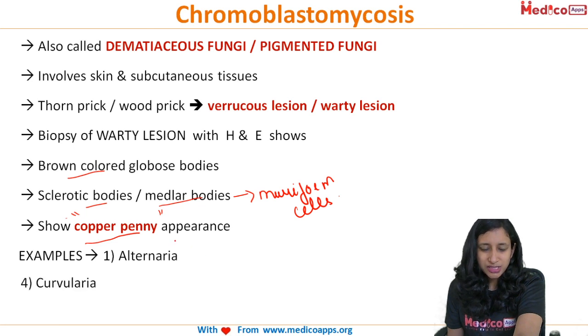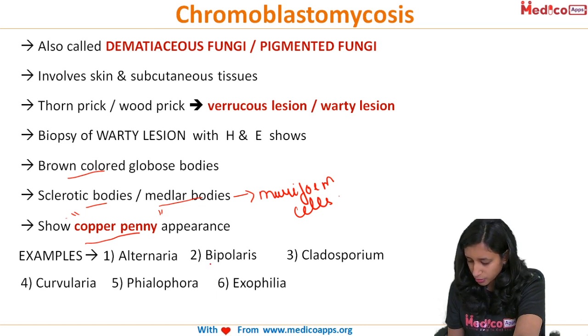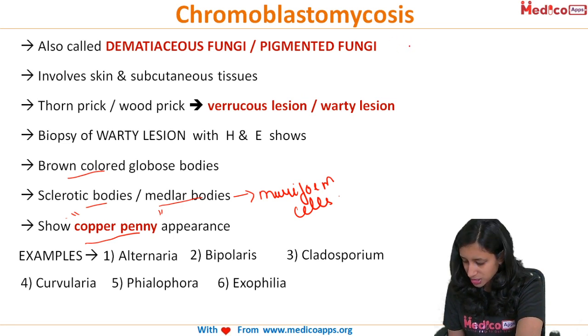Now what are the various examples that you have which cause this particular condition? Alternaria, Curvularia, Bipolaris, Phialophora and Cladosporium. So there are various other fungi, and these are all phaeoid fungi. So they are all pigmented fungi which produce the very typical feature of sclerotic bodies or medlar bodies or muriform cells. Now this is what you have to understand for this particular condition. Now Exophiala is another important one that you have to remember.